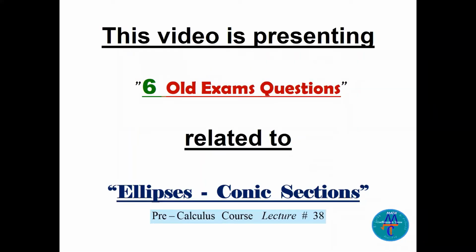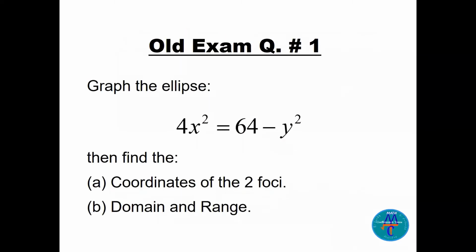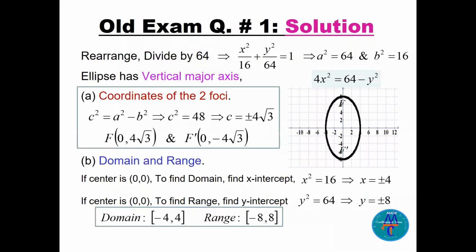In this video, I'm presenting 6 old exam questions related to ellipses as a conic section from lecture 38 of the pre-calculus course. Question number 1 is easy. Graph the ellipse 4x squared is equal to 64 minus y squared, and then find the coordinates of the two foci, the domain and the range.